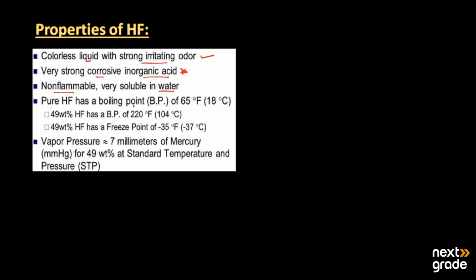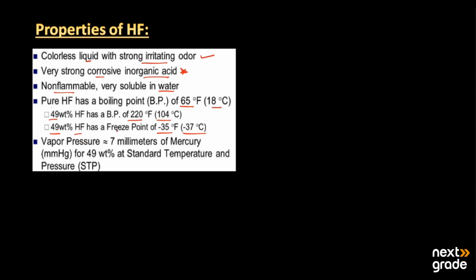The pure HF has a boiling point of approximately 65 degrees Celsius, that is 18 degrees Celsius when it is not in pure form. When it is 49% by weight, its boiling point is 220 Fahrenheit, which is 104 degrees Celsius. Then for 49% by weight, HF has a freezing point of minus 35 Fahrenheit, which is minus 37 degrees Celsius.